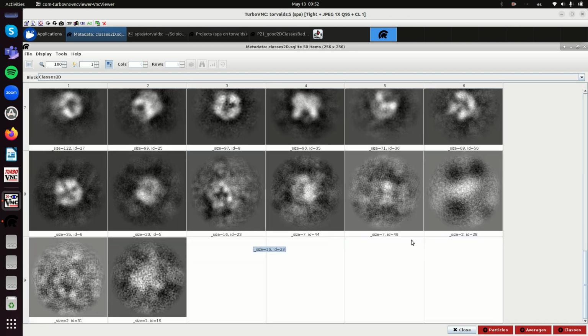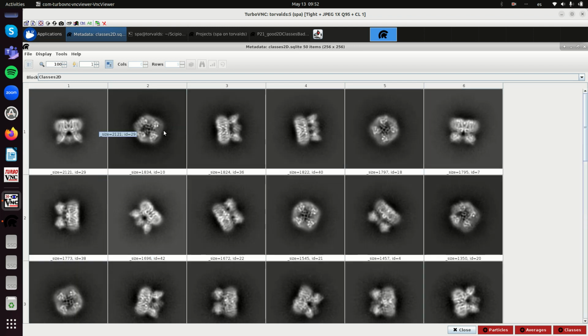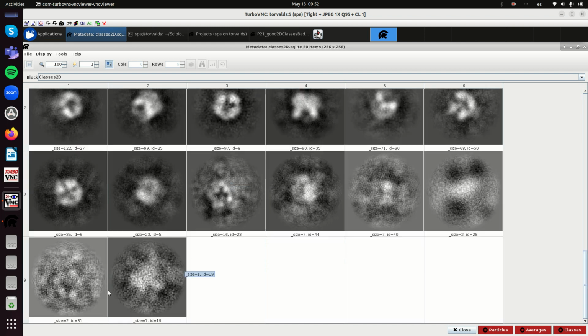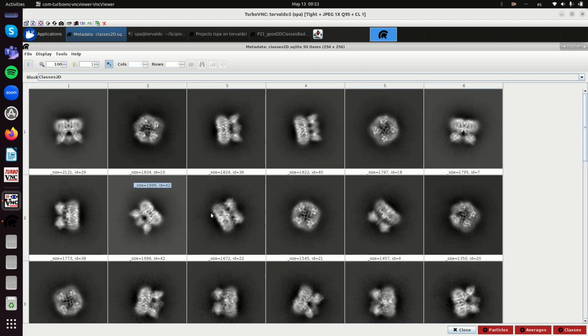It is always like this. We have asked for 50 classes, and most of the particles concentrate in the most populated classes, but there are a few of them that always stay alone. One particle, two particles. The bad quality of these classes doesn't mean that the data is bad quality. The data is good. Most of it is here.